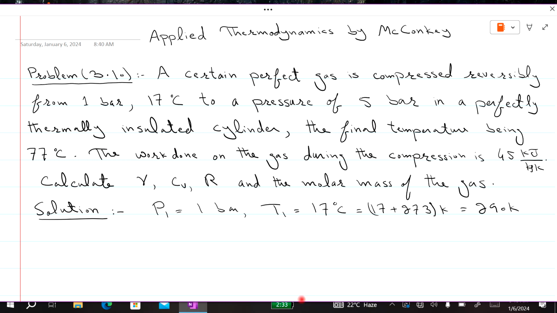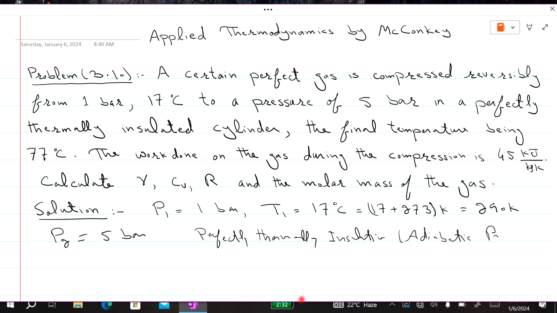And compressed to a pressure of 5 bar, so the pressure increased from 1 bar to 5 bar, in a perfectly thermally insulated cylinder. Perfectly thermally insulated means the process is adiabatic. No heat gain or loss in the process. The process is adiabatic.